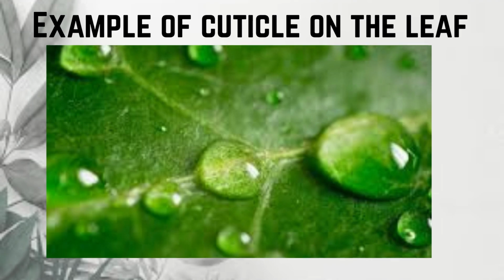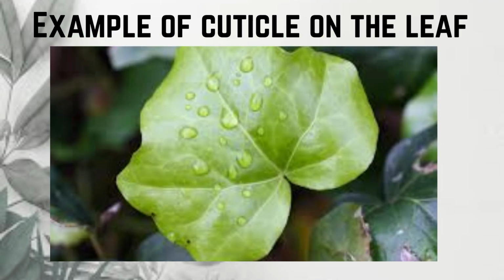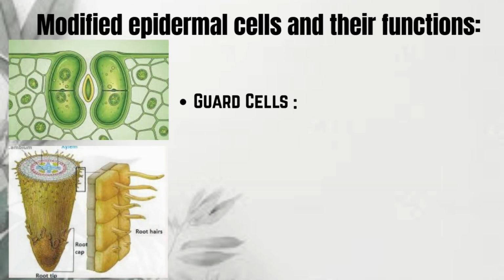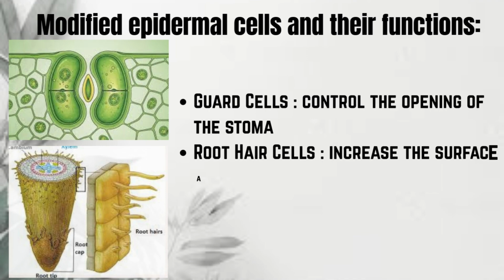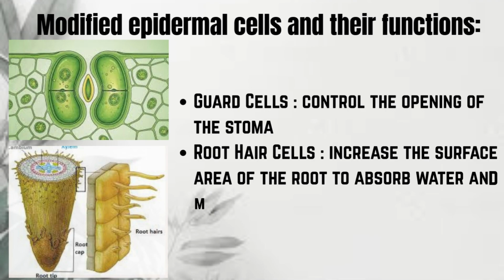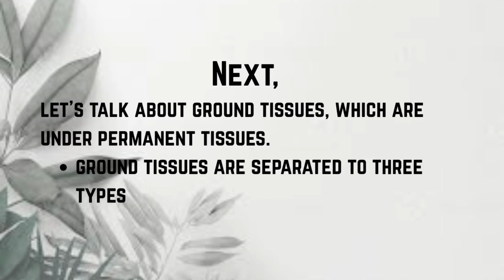These are examples of the cuticle on the leaf. Modified epidermal cells and their functions. The guard cells are used to control the opening of the stoma, while the root hair cells are used to increase the surface area of the root to absorb water and mineral salts. Next, let's talk about ground tissues, which are under permanent tissues. Ground tissues are separated into three types.